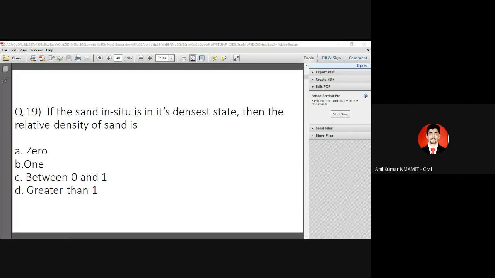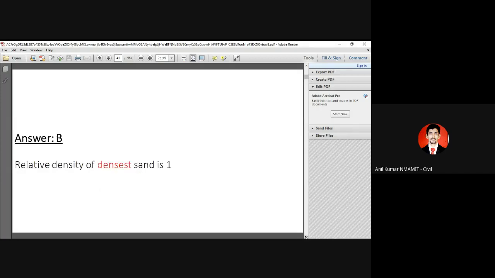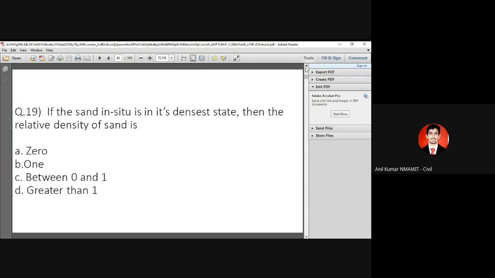Okay. So the answer is B. Exactly. Why is it B? Because it is simple. ID value is equal to (E max minus E) divided by (E max minus E minimum). E is equal to E minimum because it is in the densest state. So the entire thing becomes (E max minus E minimum) divided by (E max minus E minimum). It is 1, right?